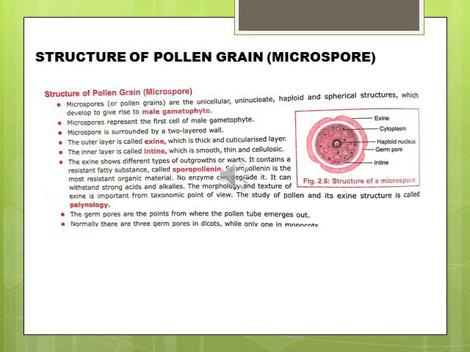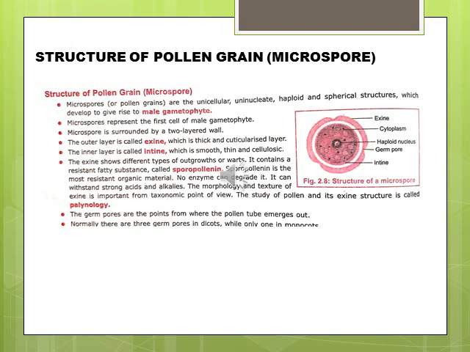And what are the 2 layers of microspore or pollen grain? Outer is exine, which is thick, cuticularized, and very important, it is made up of a resistant fatty substance which is called sporopollenin, and no enzyme can degrade it, and it can withstand strong acids and alkalis. And that branch of biology which deals with the study of pollen and its exine structure is called palynology. The inner layer that is next to exine is intine, and intine is thin, smooth and cellulosic.